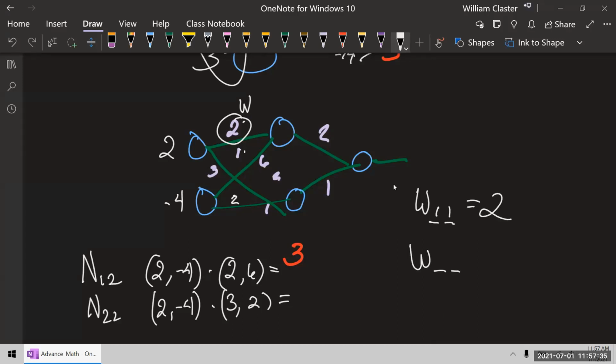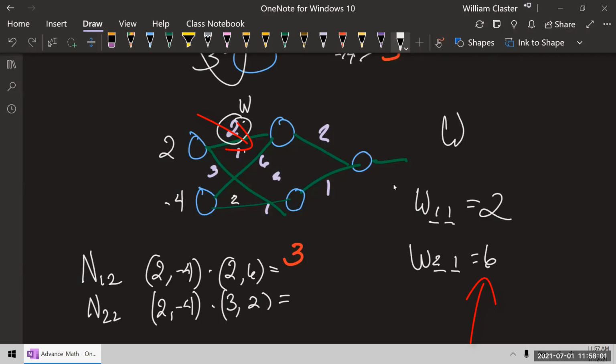So I want 2 here. What about this 6 here? What is that going to be? It comes from the second node, so I'm going to put a 2 here, W sub 2, and it goes to the first node, W sub 2, 1. So this thing I'll call W sub 2, 1, where it comes from 2, goes to 1. So that's equal to 6.